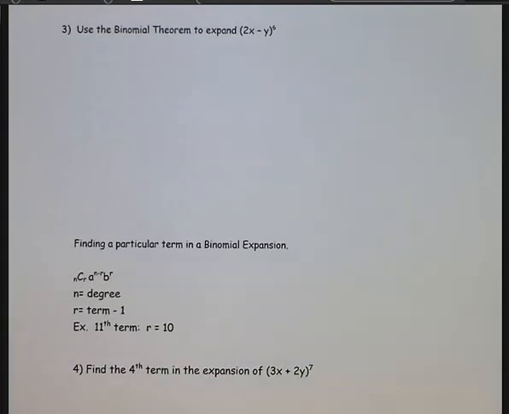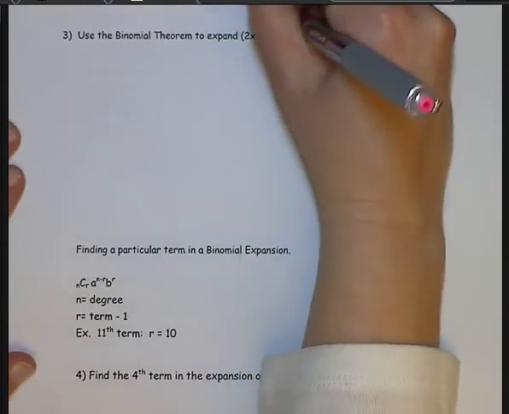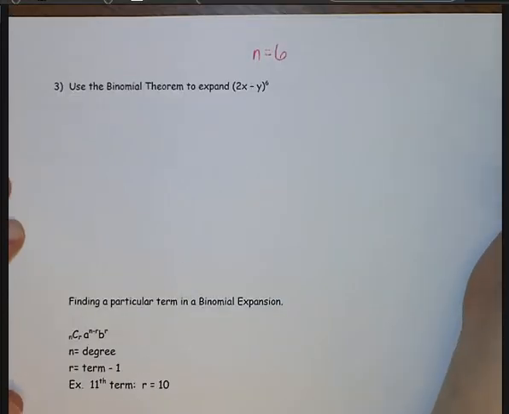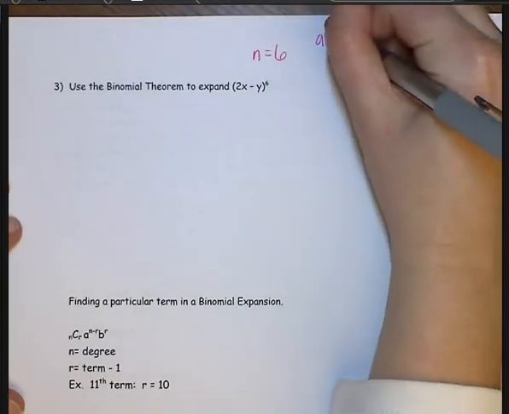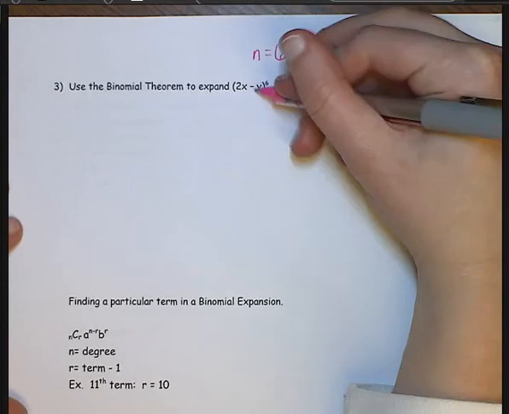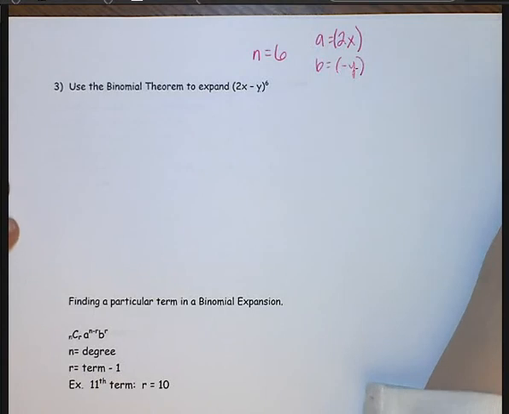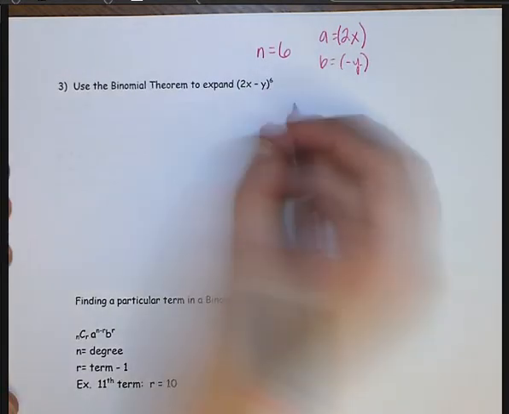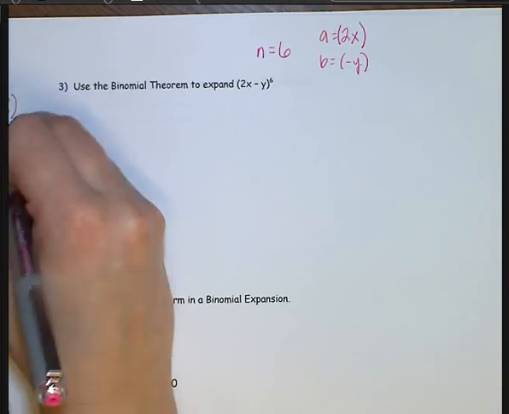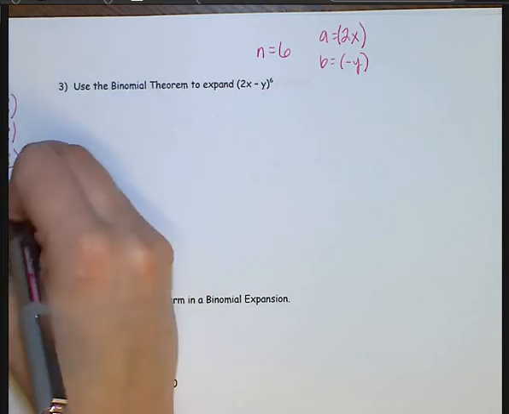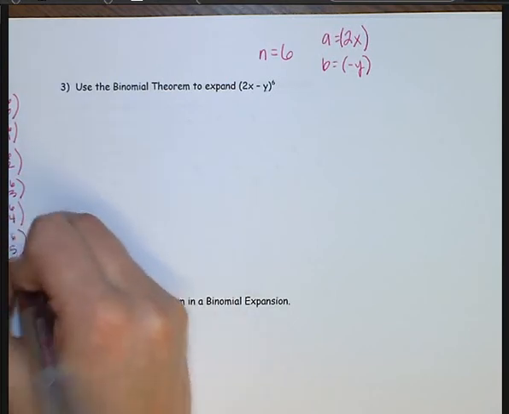Okay, so we're going to do number 6. Again, using the same idea, my n is my exponent. It's going to equal 6. My a is the first term, which is 2x. I'm going to go ahead and put in parentheses now. And my b is the second term, which here is a minus y. Alrighty, so since our n is 6, I'm going to start with a combination of 6 choose 0, 6 choose 1, 6 choose 2, 6 choose 3, 6 choose 4, 6 choose 5, and 6 choose 6.